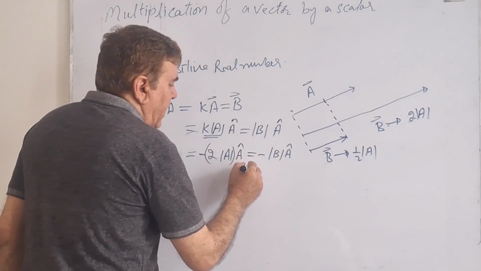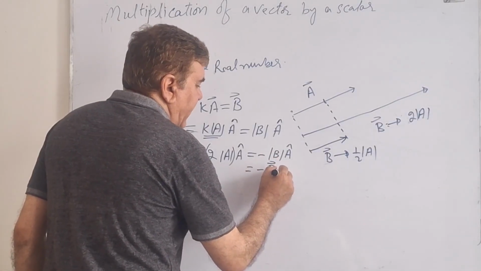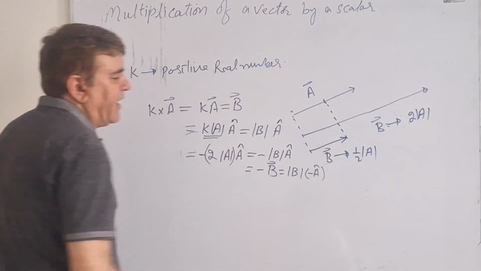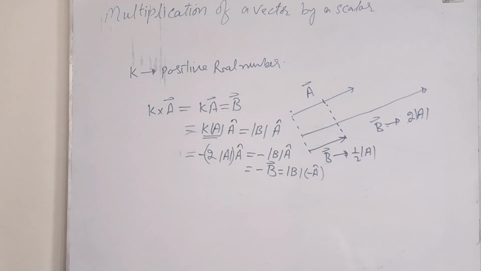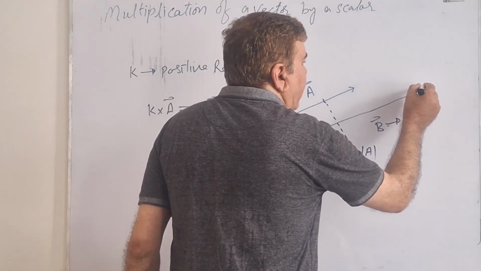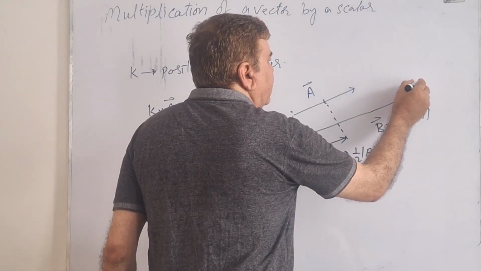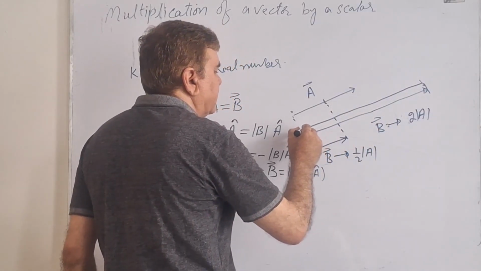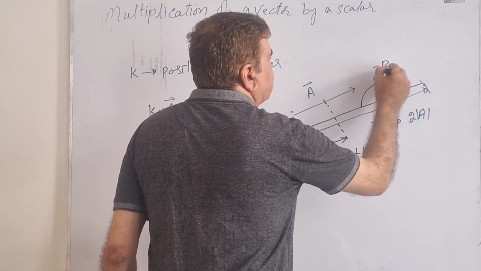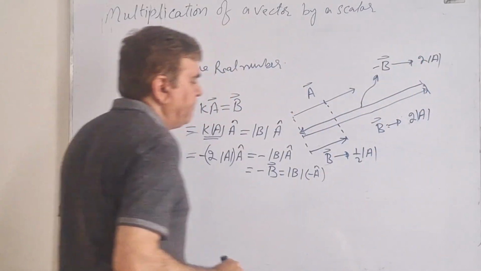That means we have a vector minus B, right? Which can also be written as B into minus A. This negative sign then tells that we need to reverse the direction of B. So what would this vector be? This vector would have a length exactly equal to this vector, but reversed in direction. Then this vector is in fact minus B, whose magnitude is also equal to 2 times A.